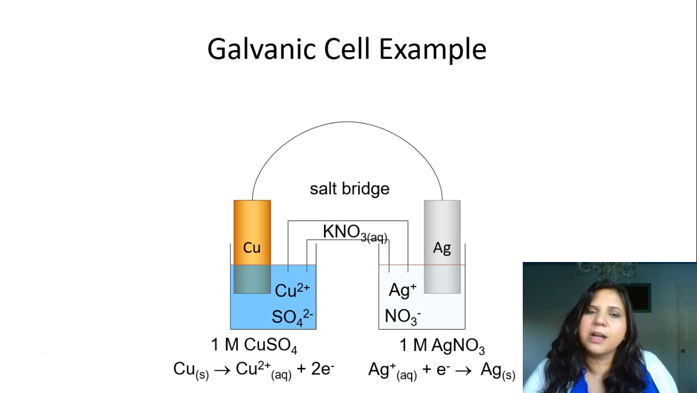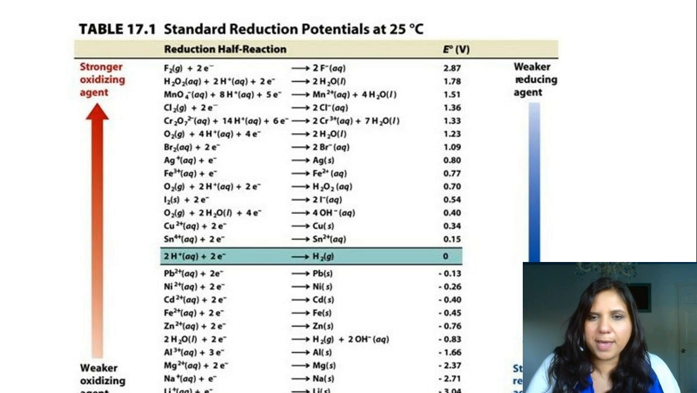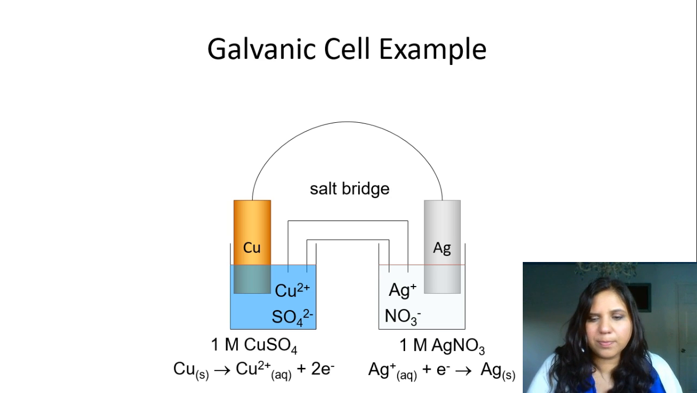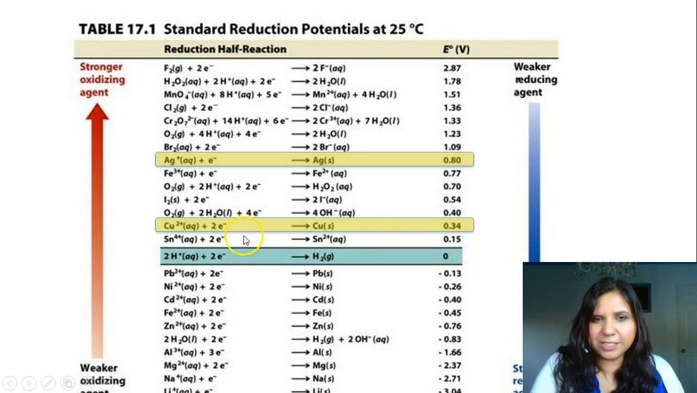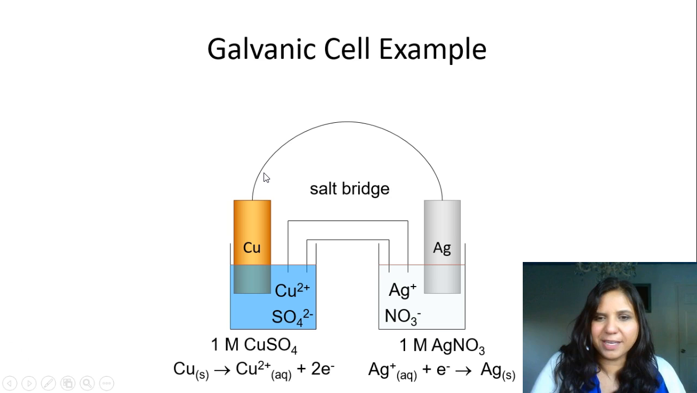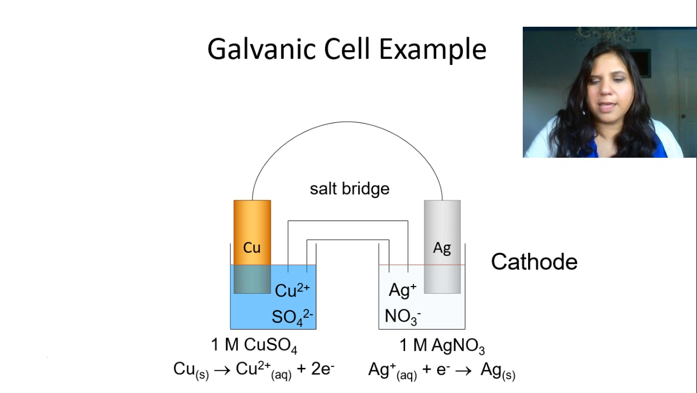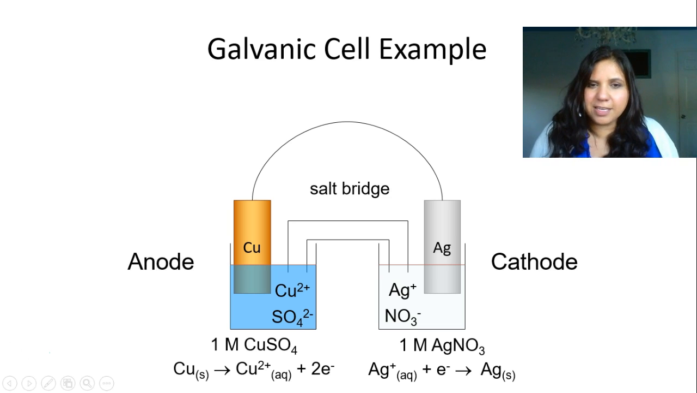Now we have to figure out which one is the anode and which one is the cathode. So we're going to look back at the standard reduction potential. We need copper and silver. Which one is more positive? That's going to be the cathode. That's where reduction is happening. So that means that silver is more positive, so that's going to be my cathode. Let's label that as the cathode. And then that means that the other side is the anode.